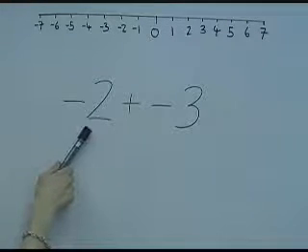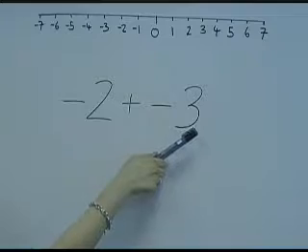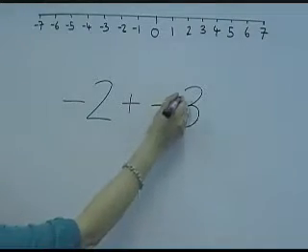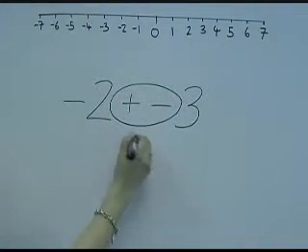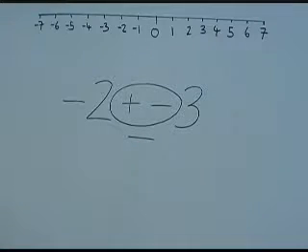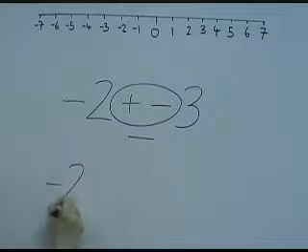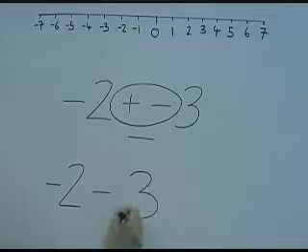This calculation is negative 2 add negative 3. When I add a negative number, I circle these two signs and change them to a takeaway. So this calculation becomes negative 2 take away 3.